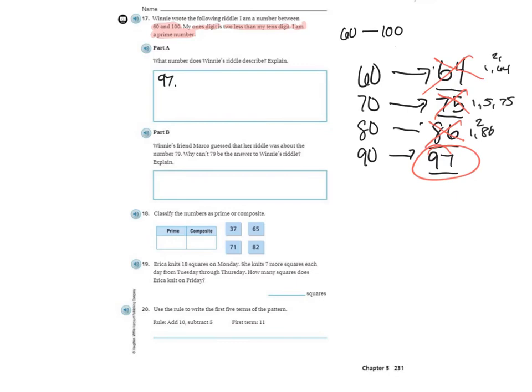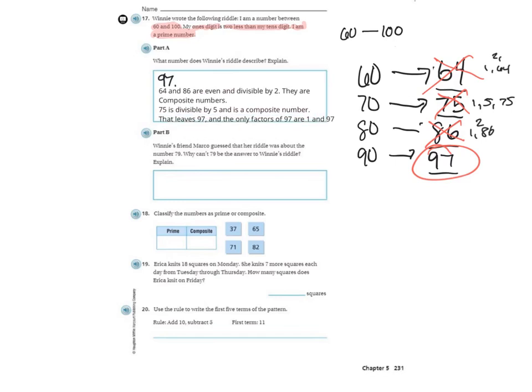You can say 64 and 86 are even and divisible by 2. They are composite numbers. And then you can go on to say 75 is divisible by 5 and is a composite number. That leaves 97, and the only factors of 97 are 1 and 97.